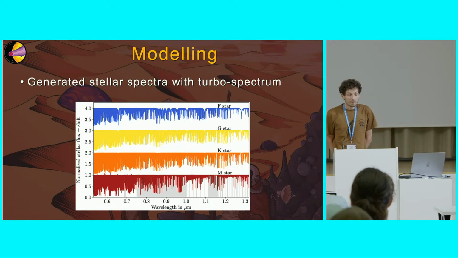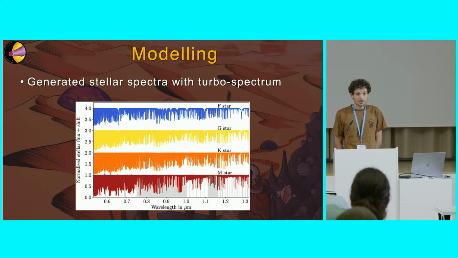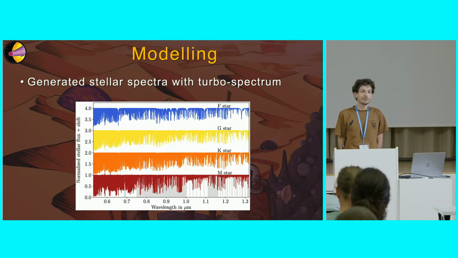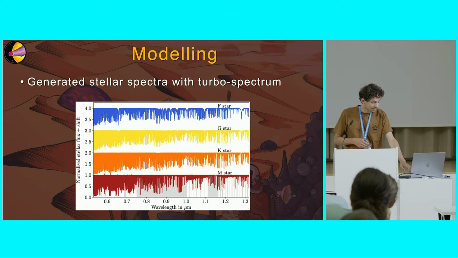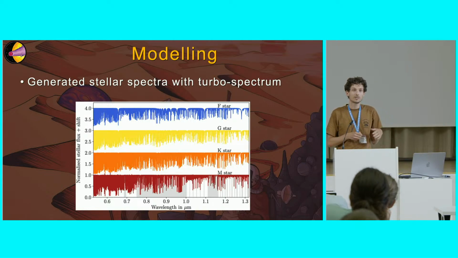So I will explain to you a bit my methodology. First, we generated a bunch of stellar spectra with the code Turbospectrum for different stellar types, and that helped us to have 2D stellar grids. So we could have an accurate evaluation of the local stellar spectra across the stellar surface. A small note on M stars is that the models are often not accurate, so we also combine them with observations to have a more realistic spectrum.